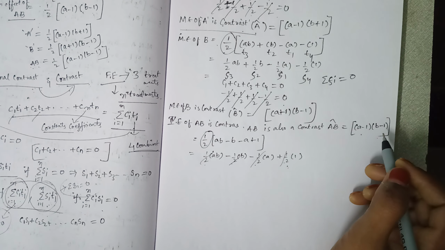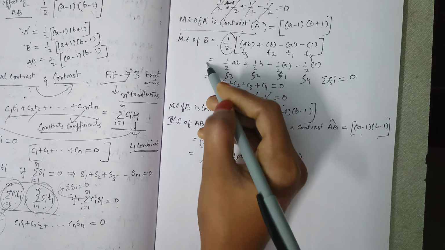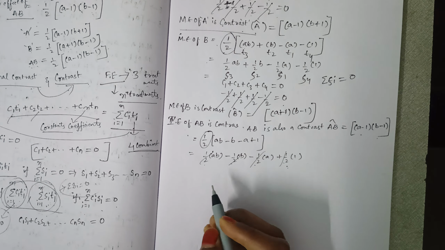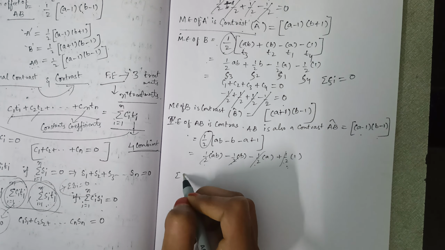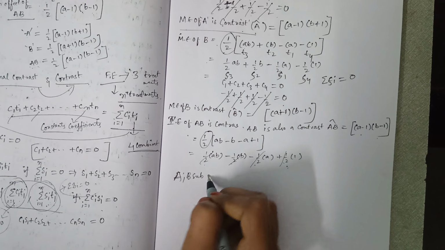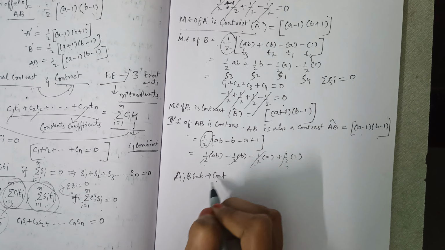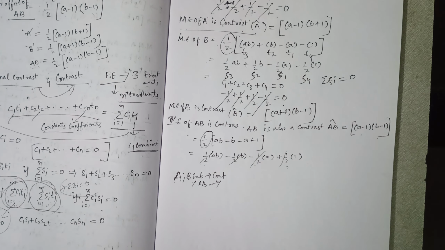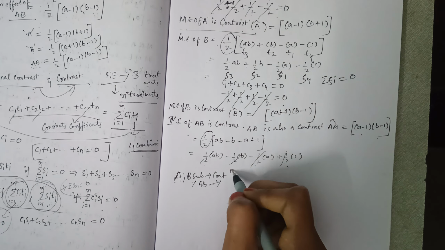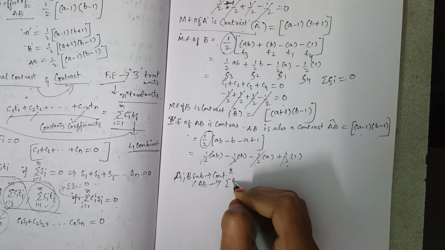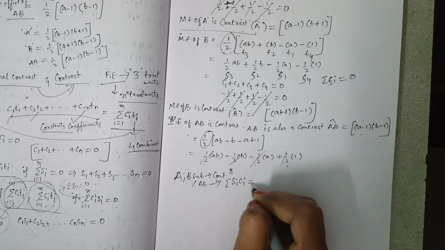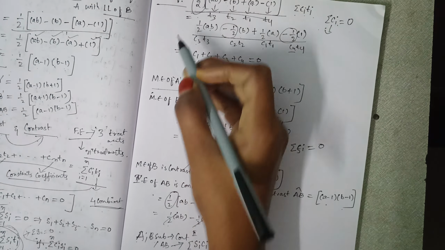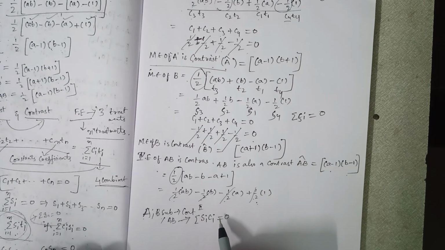So now we need to check whether A, B and AB are orthogonal contrasts or not. When we say orthogonal contrast, first the A and B should be contrasts. Already we proved that A, B and AB are contrasts. In order to be orthogonal contrasts, the first condition is satisfied. Now the second condition is summation Si Ci should be equal to 0, which is nothing but the sum of the products of the constants of the main effect of A and the main effect of B should be equal to 0.